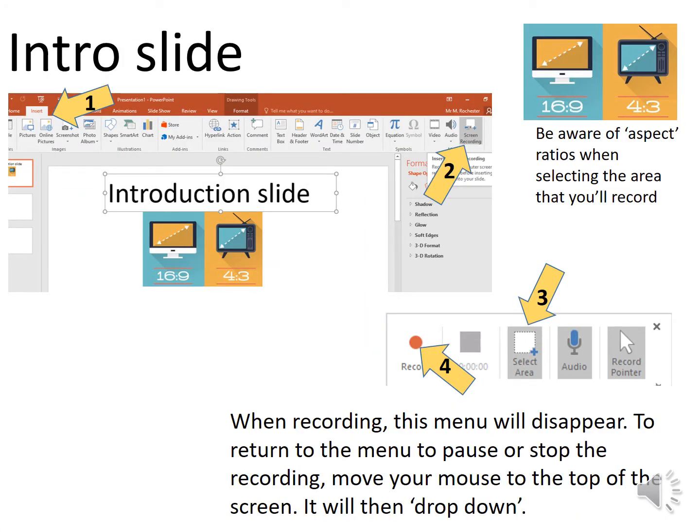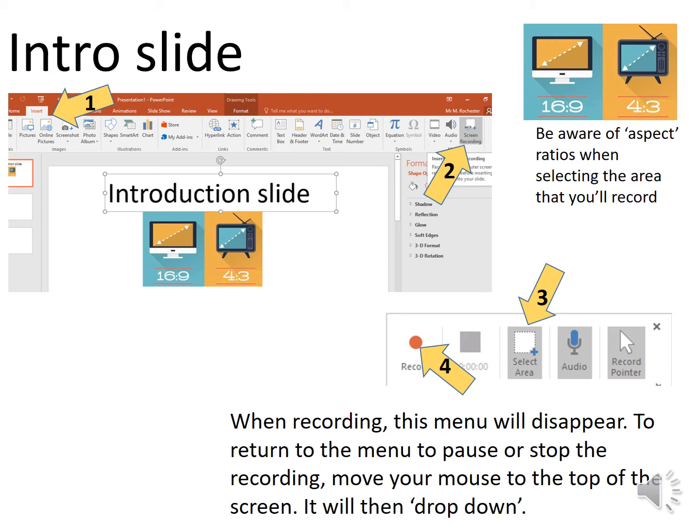So here's a slide to show you what they would actually look like in your presentation. So number 1 is the Insert tab. That brings up a menu, a range of options for you. Then number 2, click on the Record Screen or the Screen Recording button. Then select the area, select the window, so draw a rectangle around the window you want to record.